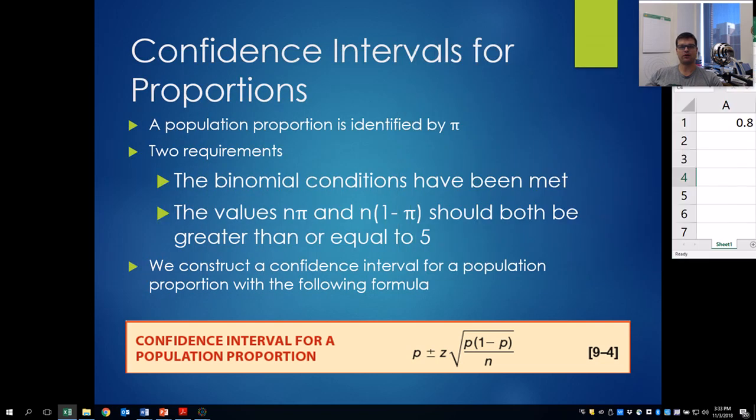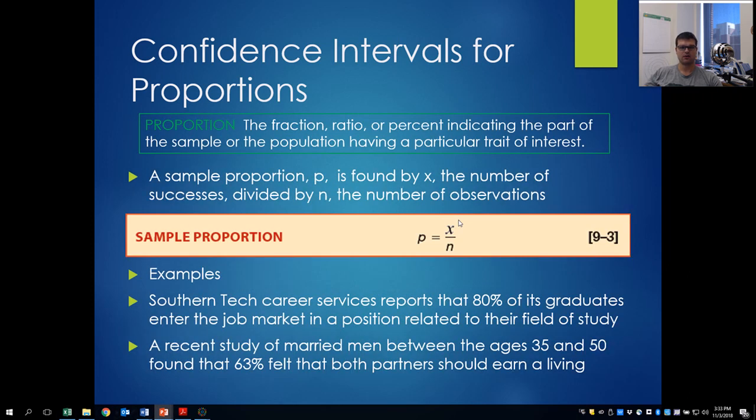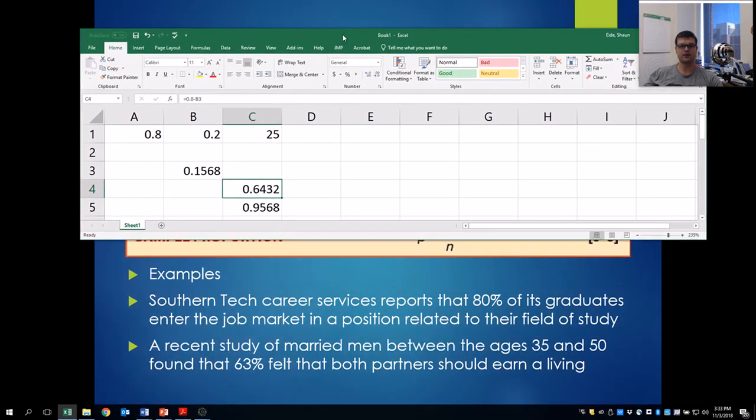Based on the previous example, let me pull the previous example back up. We have a Southern Tech Career Services report that 80% of its graduates enter the job market in a position related to their field of study.